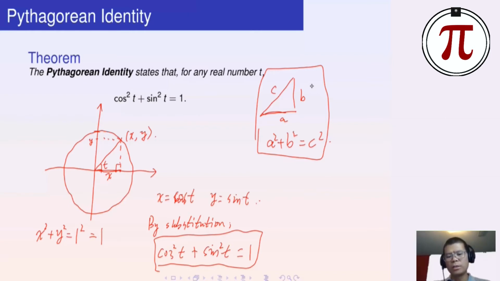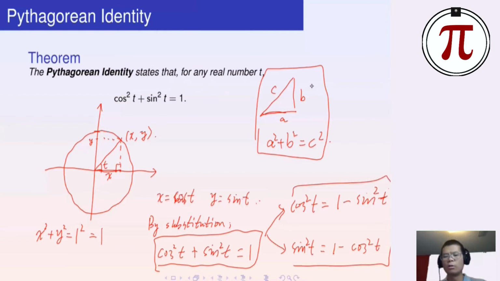Now, of course, this also implies what? Cosine squared T equals 1 minus sine squared T. Because the summation is 1, so for cosine squared, subtract the sine squared from 1, right? And similarly, we will have sine squared T equals 1 minus cosine squared T. All right, so they are equivalent.